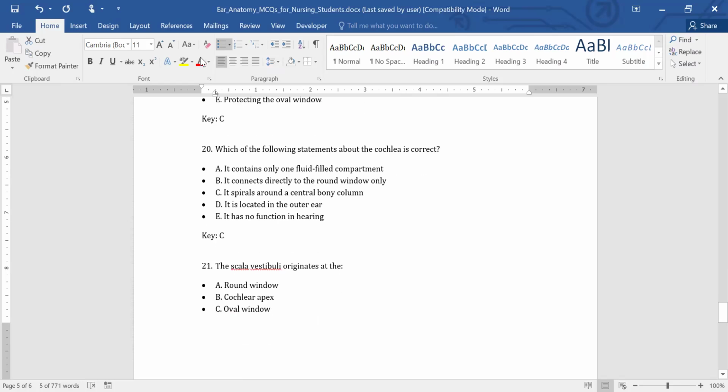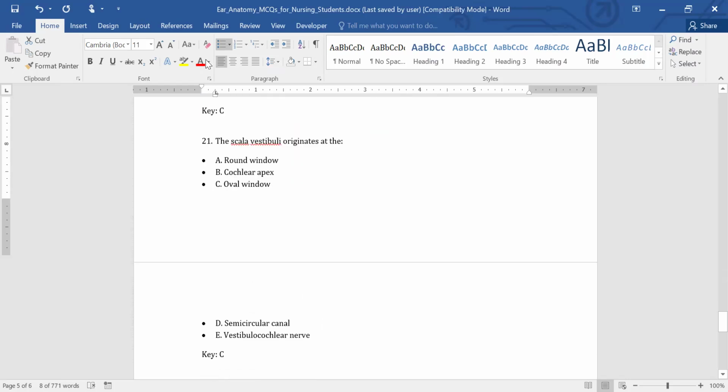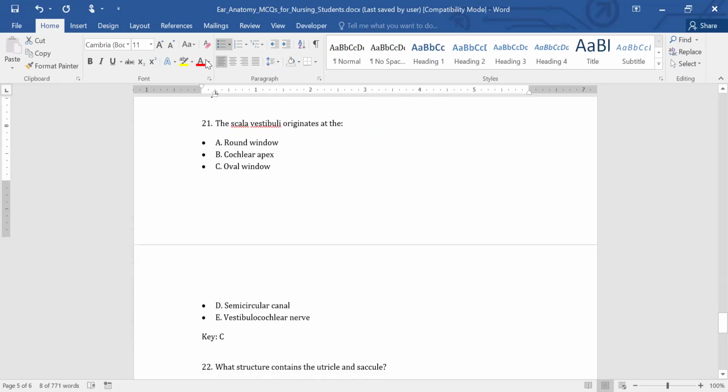Which of the following statements about the cochlea is correct? It spirals around a central bony column known as the modiolus. The scala vestibuli originates from where? It originates at the oval window.